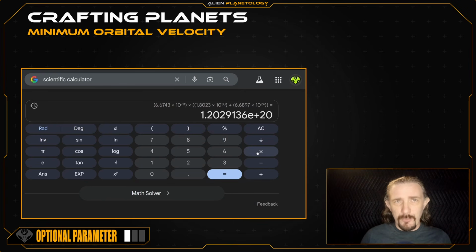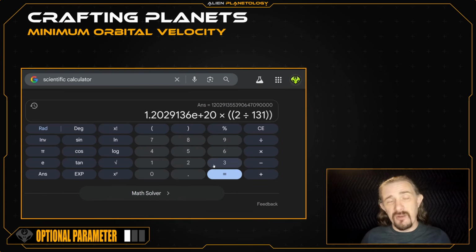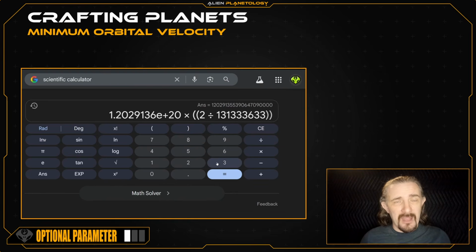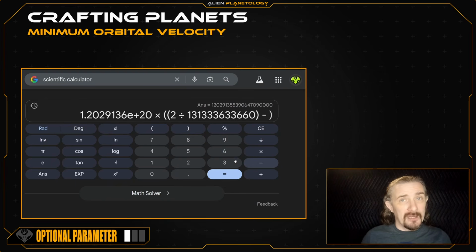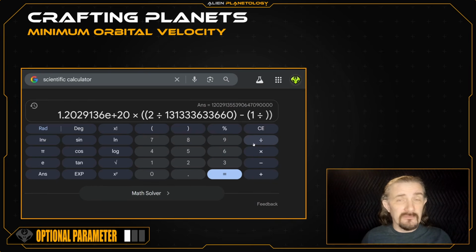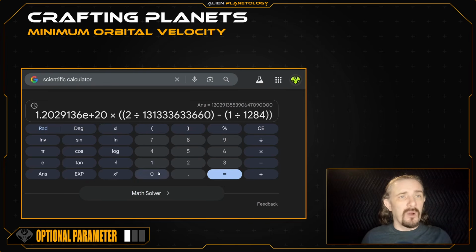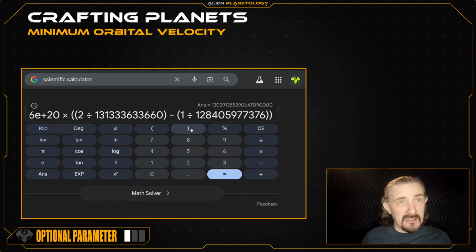With the standard gravitational parameter on screen, I'm going to multiply and open 2 parentheses. Then enter 2 divided by the planet's apoapsis distance. Mine is 131,333,633,660 meters. Close one parenthesis, subtract, and open another parenthesis. Then enter 1 divided by the planet's semi-major axis, or average distance. For me, that's 128,405,977,376 meters. Close both parentheses, and your equation should look something like this.